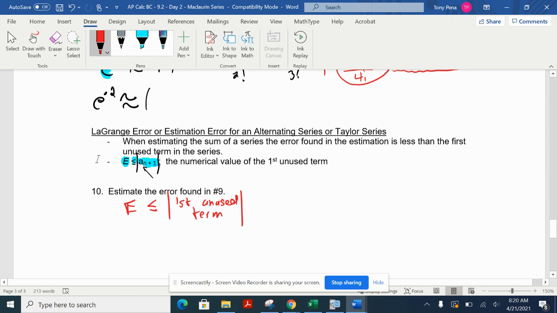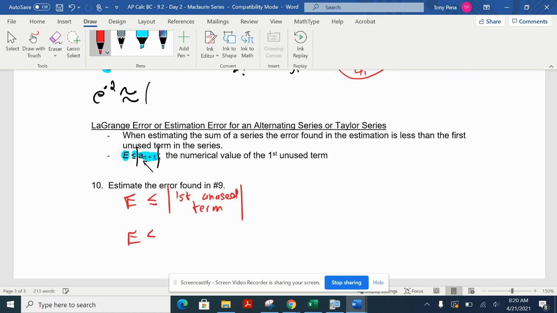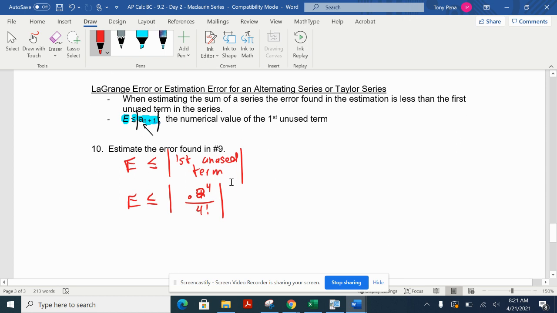So in this case, our error is less than or equal to the absolute value of 0.2 to the fourth divided by 4 factorial. You could actually leave that. I would take it. You can certainly plug that into your calculator, and obviously you're going to get a really, really small little error there because of how accurate these approximations are. But that's how we can then approximate the error found in that series. All right.